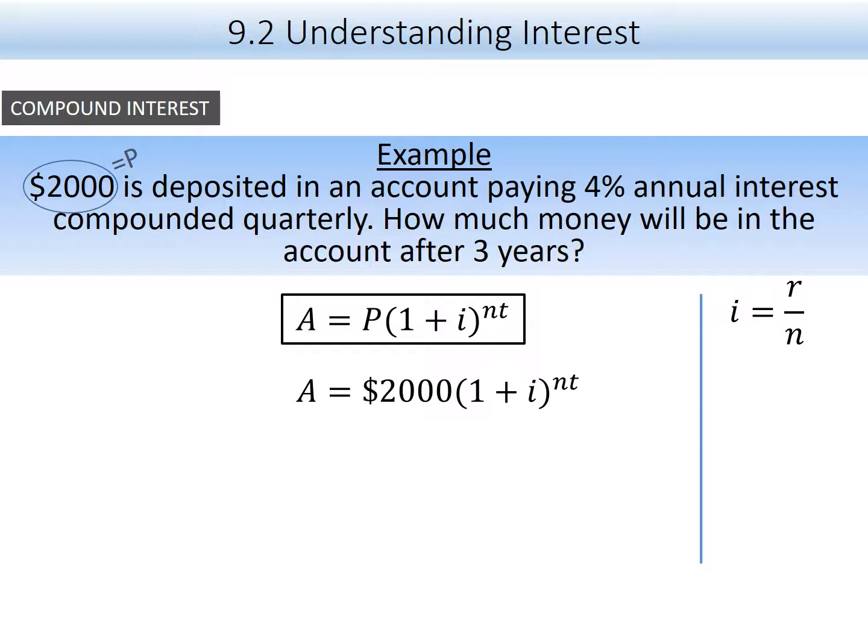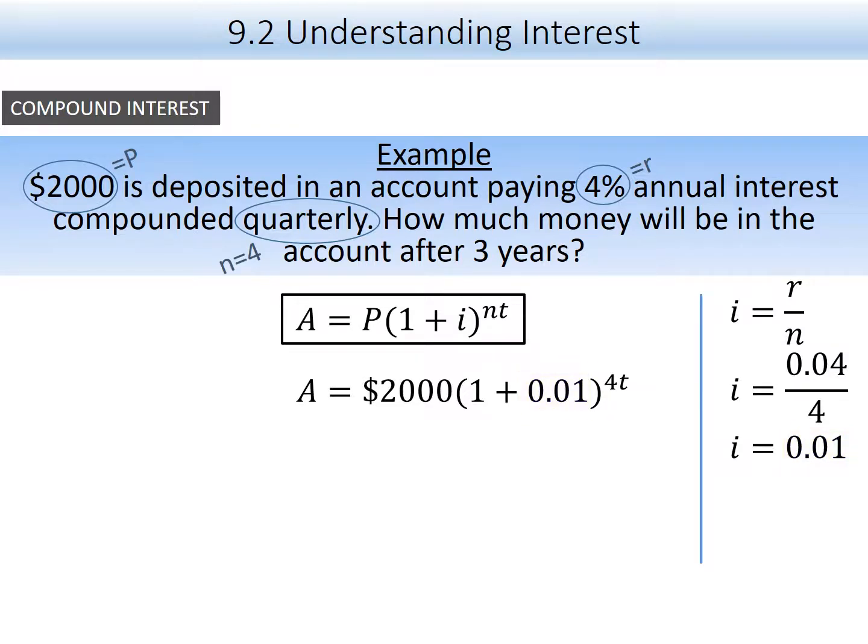Little i is the interest rate per period. So you take the annual interest rate and divide it by how many times a year the compounding happens. Well, the annual interest rate is 4%, and you're compounding quarterly, and quarterly means 4 times a year. So you're going to take 0.04 for little r, and then divide by 4 because quarterly means 4 times a year. And that comes out nice. Little i comes out to be 0.01, and that's the value that goes right here.